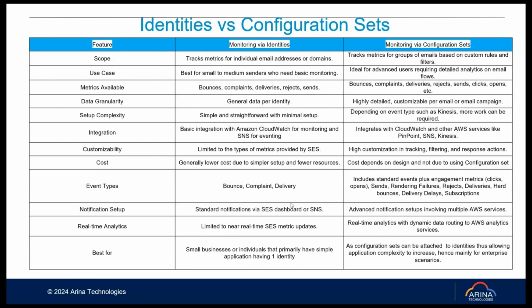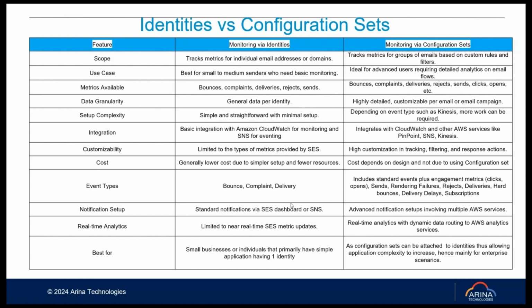What are the metrics available? We saw that there are not so many metrics compared to configuration sets. With identities you just have a few of them, while with configuration sets, you have more than that. You have opens, you have rejects, you have clicks as well, that are not there in identities. We just saw that right over there.